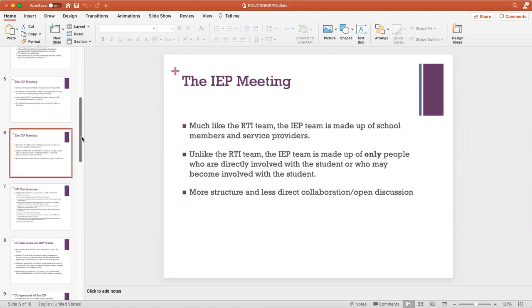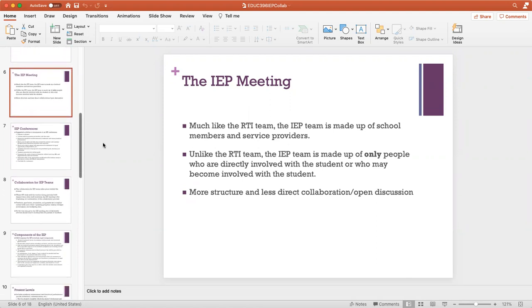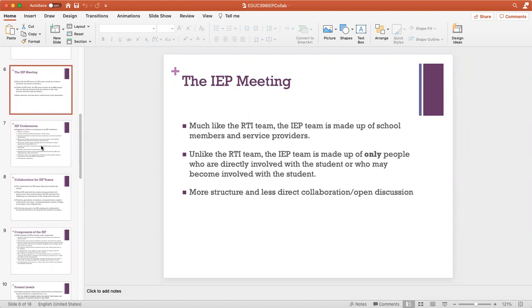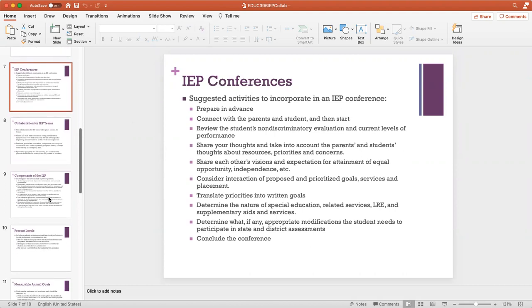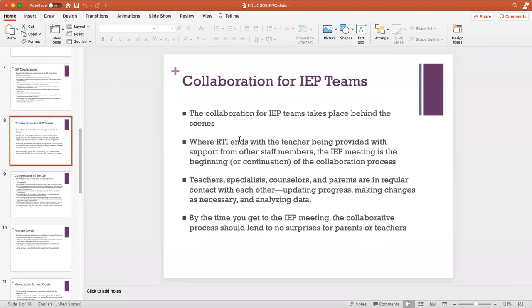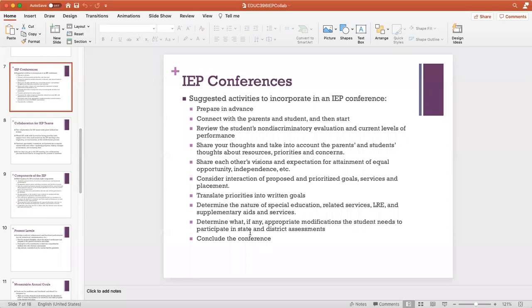So this is just talking about what I mentioned before with the similarities and dissimilarities between RTI and IEP. So with the conference itself, I'm not going to go over this. This is more logistical, but look over this and see how you envision each person contributing to the meeting itself, in the actual meeting.